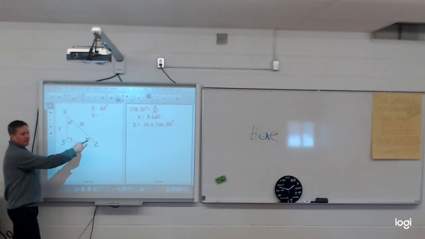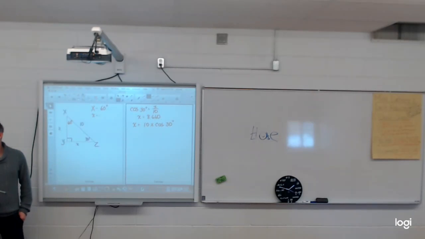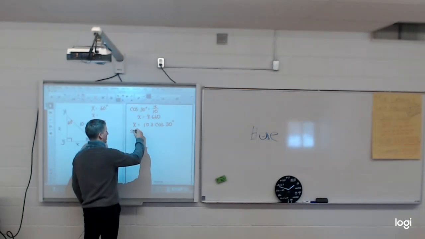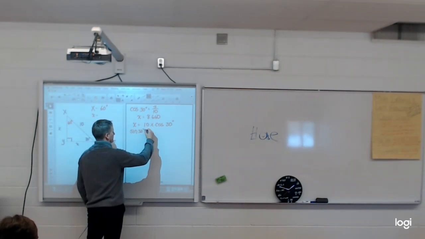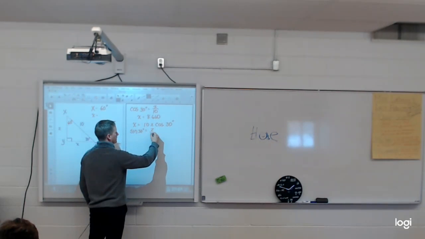Looking at my angle, 30 degrees here, where is Z in relation to 30? Opposite. And where is 10 in relation to 30? Adjacent. Still the hypotenuse. It doesn't change. Okay. So now I'm talking about opposite and hypotenuse. Which trig function is it? Sine, cos, or tan? Opposite and hypotenuse. Sine. So I go sine 30 degrees equals Z over 10.